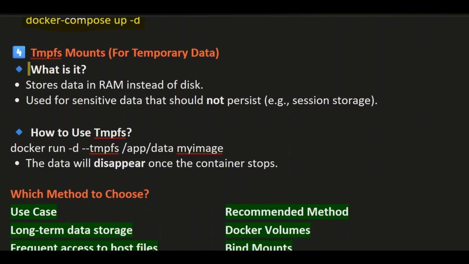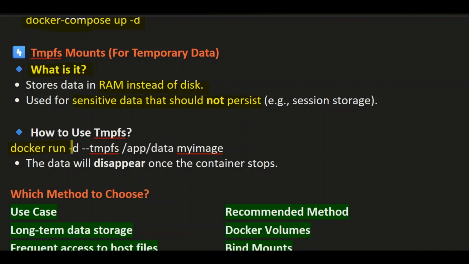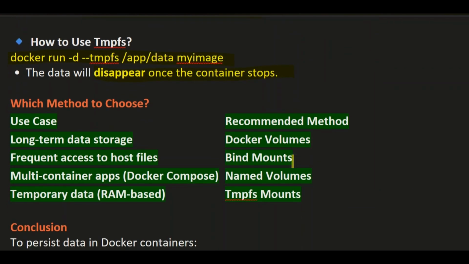4. tmpfs mounts for temporary data. What is it? Stores data in RAM instead of disk. Used for sensitive data that should not persist, e.g., session storage. How to use tmpfs: docker run -d --tmpfs /app/data myimage. The data will disappear once the container stops.